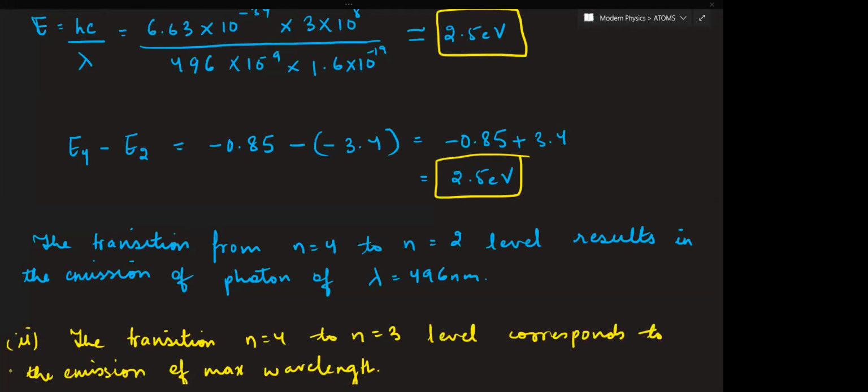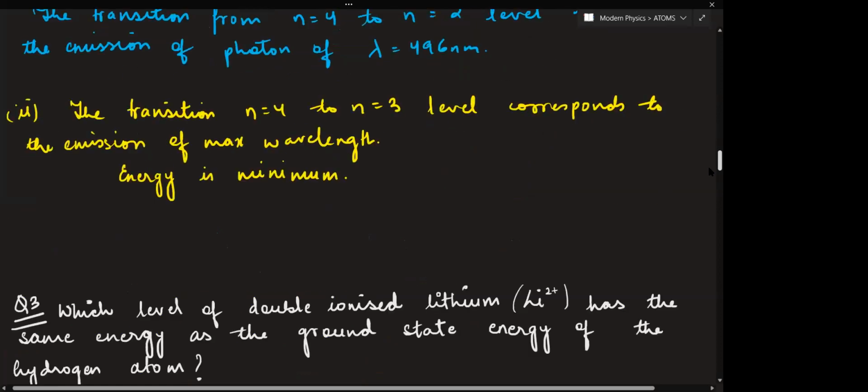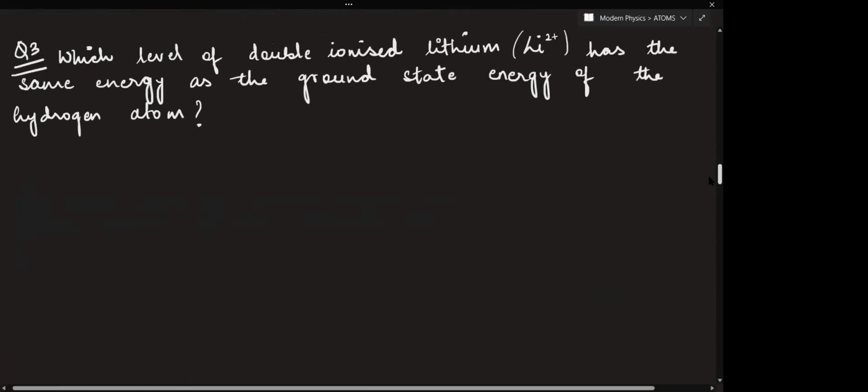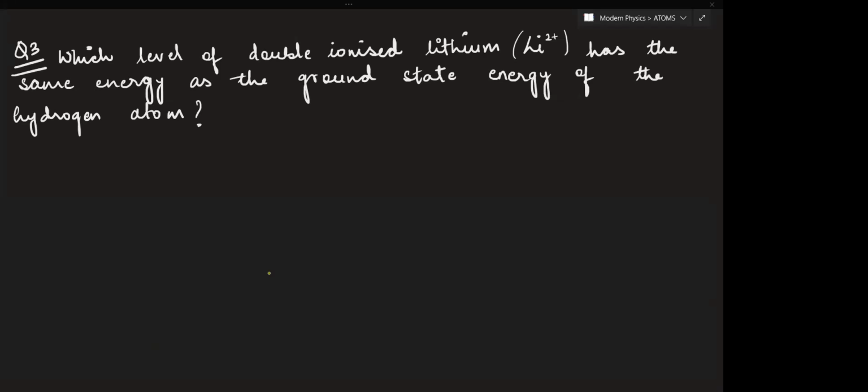Yes, have you completed? Yes. All right, let's see one more question then. Which level of doubly ionized lithium, that is Li2 plus, has the same energy as the ground state energy of hydrogen atom? We know the ground state energy of hydrogen atom. We have to compare it with the energy of lithium for the ground state. Ma'am, we have done this question. Okay, you have done this question. Let's do another question then.